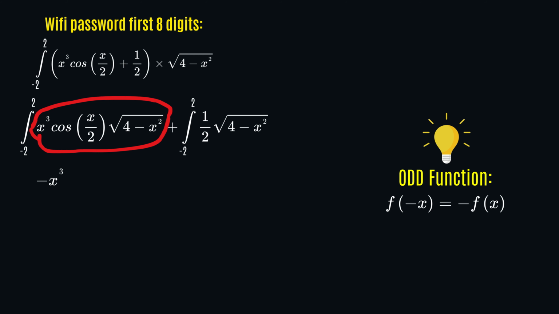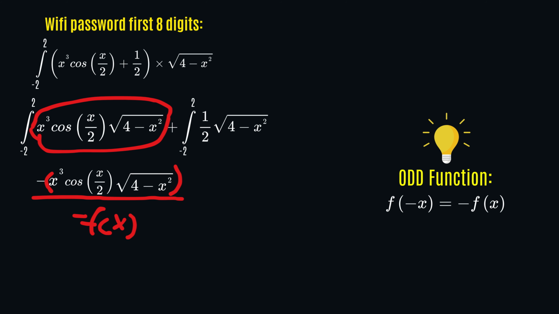So minus x to the power of 3 is negative. Then cosine of minus x over 2 is an even function, meaning this minus can also disappear. And square root of 4 minus x to the power of 2, even if we put a minus in there, it doesn't change, so we can leave it like that. And we see the function is minus f of x. And yeah, we just proved it's an odd function.